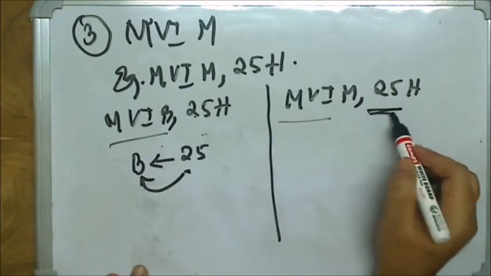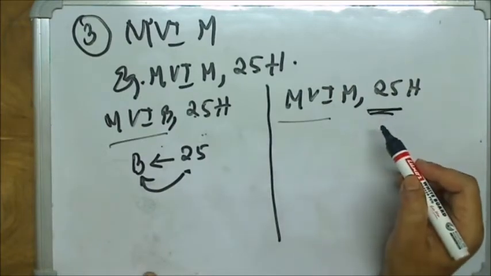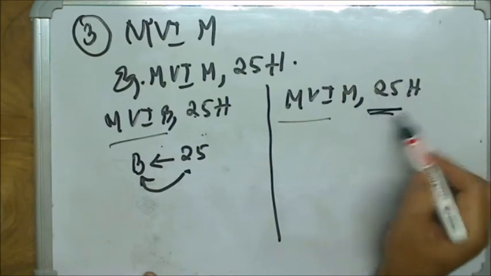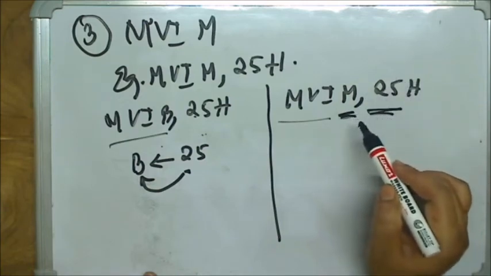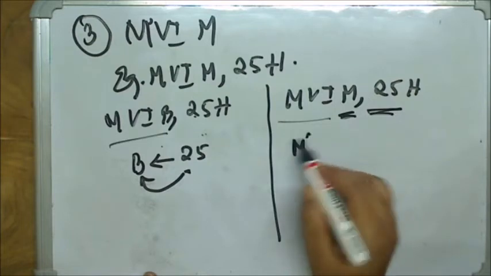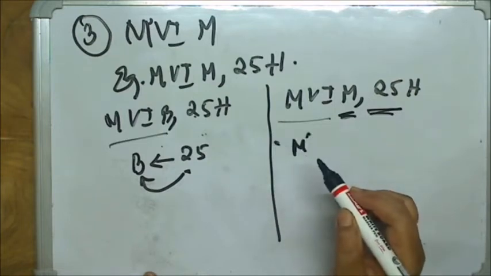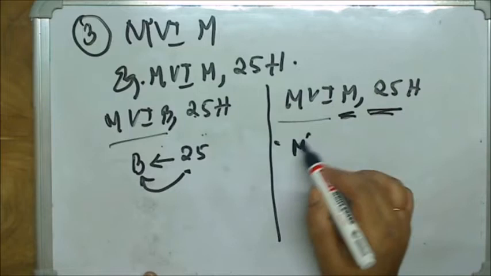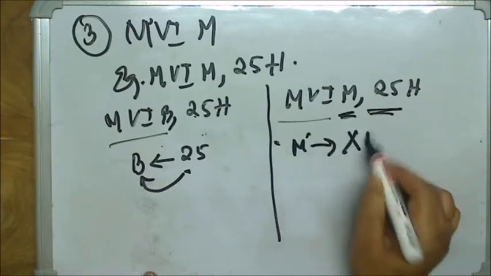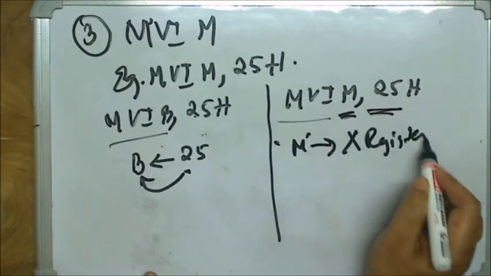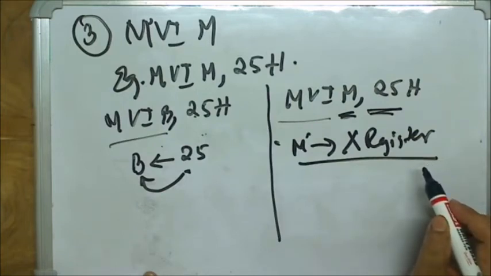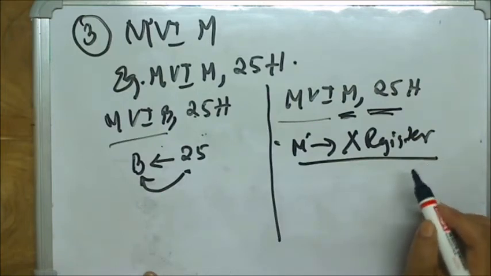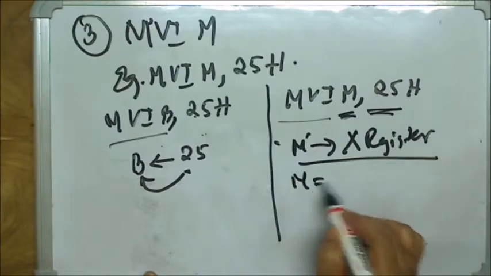And in MVI M, 25H, what are you doing? You are putting 8-bit data 25H into a memory location. So M is not an 8-bit register. There is no register by the name M. This is not a register. Remember, M is not a physical quantity.